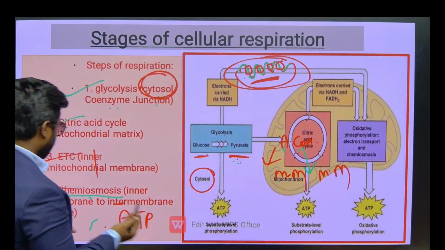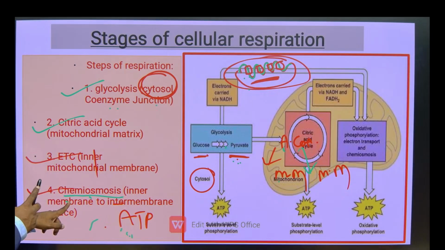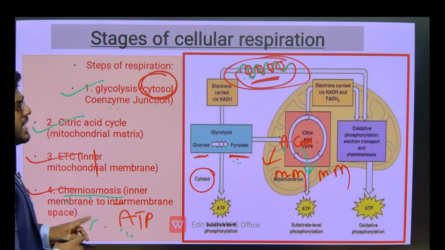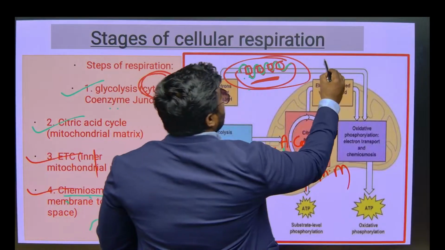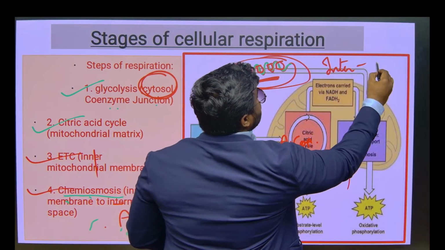Then the last and final process is called oxidative phosphorylation or chemiosmosis. It occurs exactly between the intermembrane space and the inner membrane.